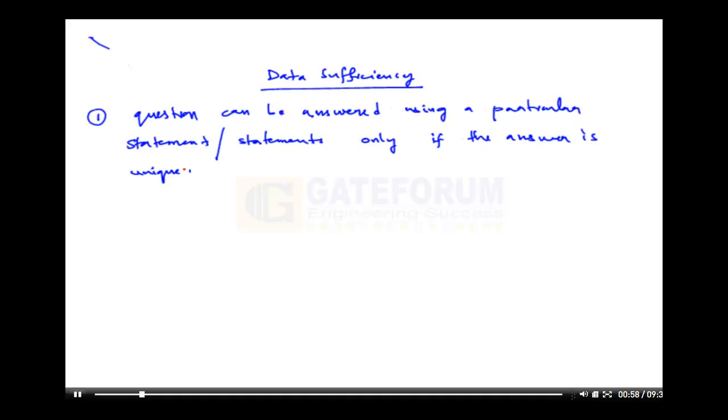Let us see an example. The question is, what is the value of x? We need to find the value of x by taking the help of the two statements given. The first statement is x square is equal to 9. And the second statement is x is positive.